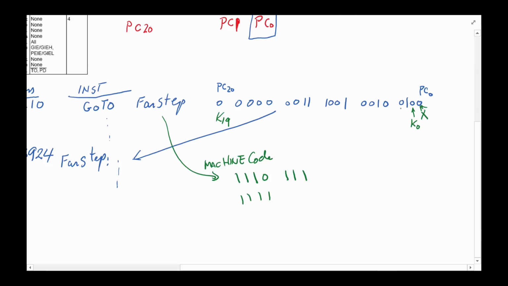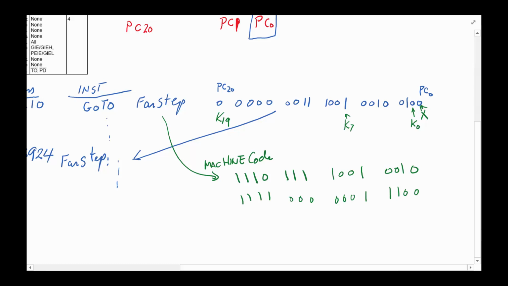K0, 1, 2, 3, 4, 5, 6, 7. K0 through K7 go up here. So you're going to have 1001010. Okay? And then K7 to K19 go below, which is going to be 0011100000. Okay, let's double check to make sure we got this right.